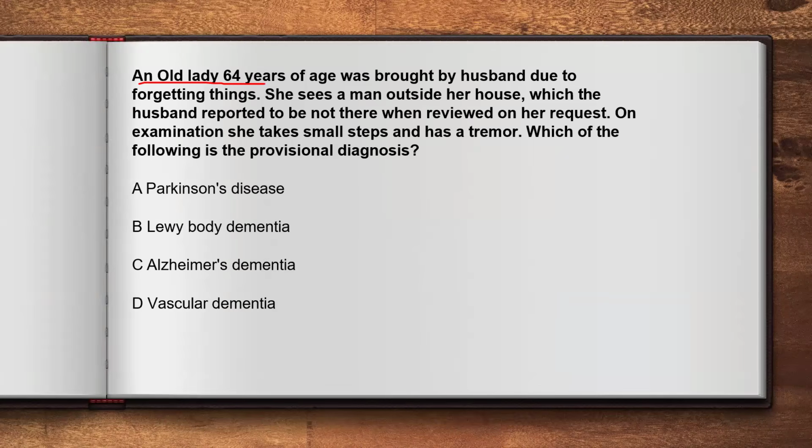Old lady, 64 years of age, was brought by her husband due to forgetting things. She sees a man outside her house, which the husband reported not to be there, so she is having visual hallucinations. On examination, she takes very small steps and has tremor. So on top of having dementia and visual hallucination, she's having a neurological problem as well. Which one of the following is the provisional diagnosis?